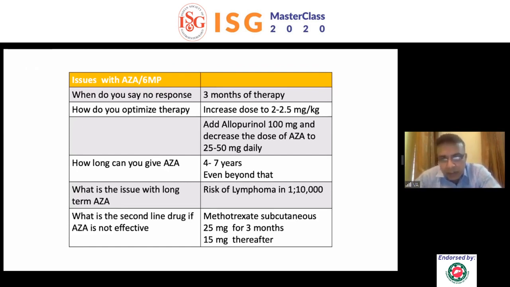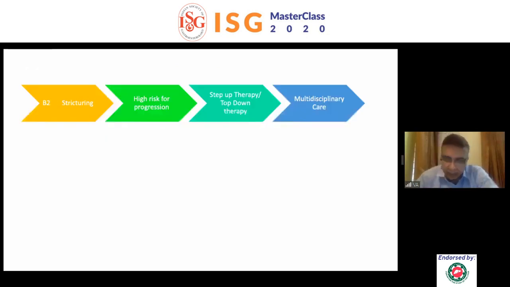What is the issue with long-term azathioprine? Risk of lymphoma, 1 in 10,000. What is the second-line drug if azathioprine is not effective? It is effective in just 60% of cases, but that's a good number, but still 60%. Then in Crohn's disease, methotrexate also seems to be effective. So you can start methotrexate, subcutaneous, 25 milligrams for 3 months, and thereafter give 15 milligrams.